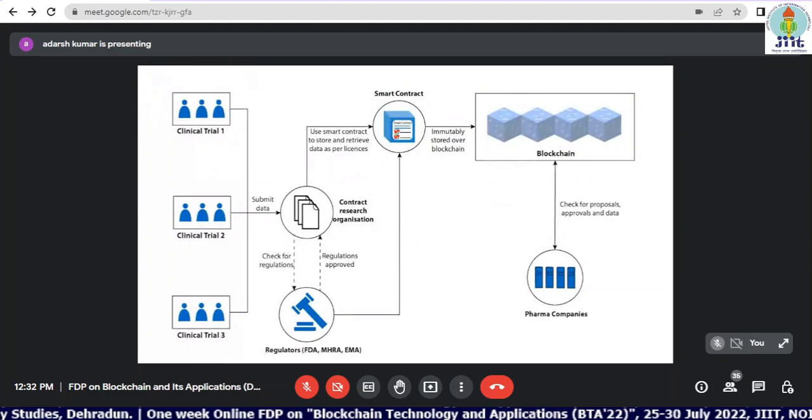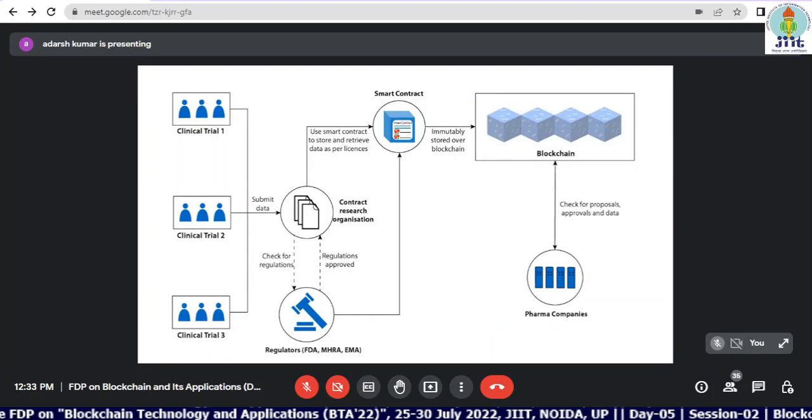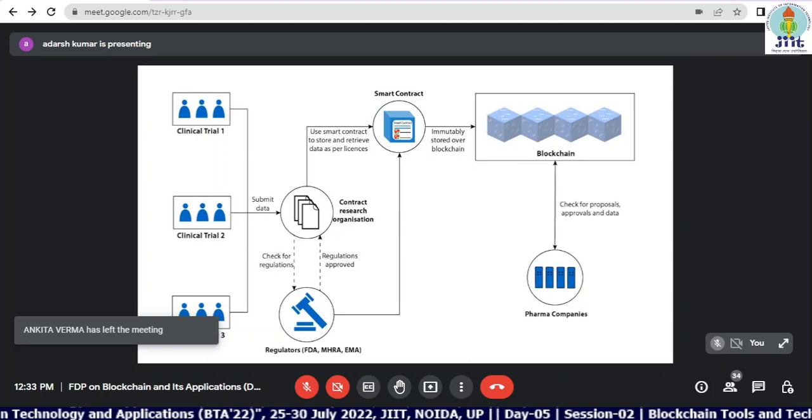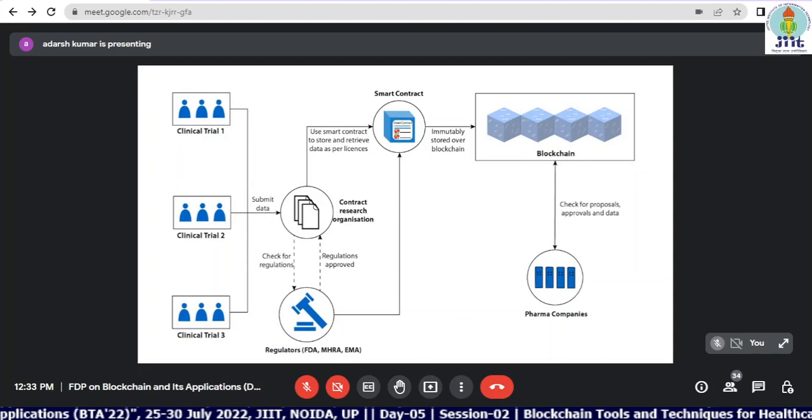In a pictorial diagram, this is one way you can represent the different clinical trials. For one patient there are different clinical trials, and all of that data is submitted to the hospital and to regulatory authorities like the FDA, the Food and Drug Administration, the MHRA, and in Europe the EMA. These different regulators keep checking the authenticity of the clinical trials, and there is a medical board which keeps checking these research observations.